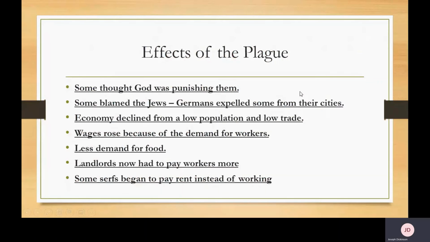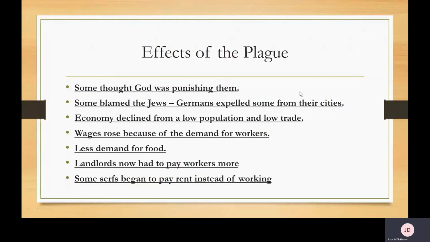All right, so effects of the plague. We're going to be talking about this, like the economy and what people thought caused it. So some thought God was punishing them. They thought that maybe they were being punished for the Crusades or just different acts that they had done in the past. Some blamed the Jews. Germans expelled some from their cities, and some even killed Jews. The economy declined from a low population and low trade.